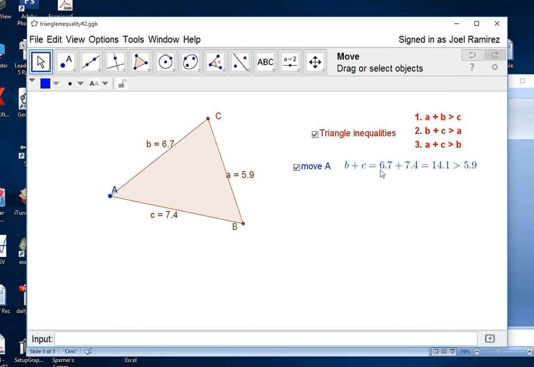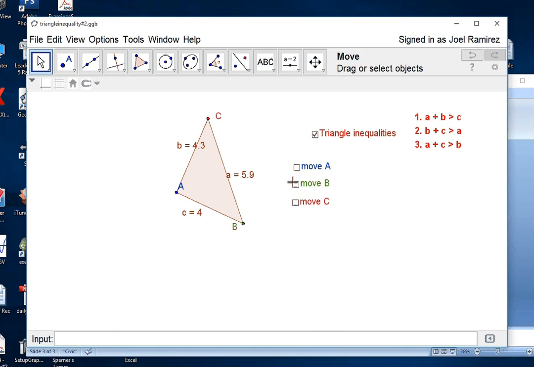Now B plus C gives me 6.7 plus 7.4. That sum is 14.1, which certainly is greater than 5.9. Dragging A around, I can get different values for BC. However, those sums will still be greater than 5.9. I can do the same thing by moving B.